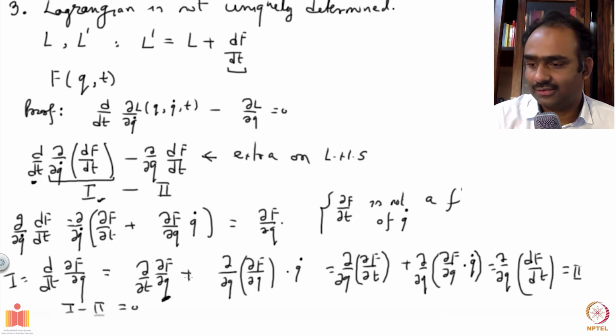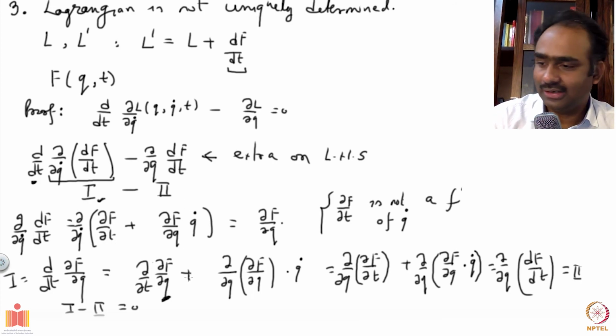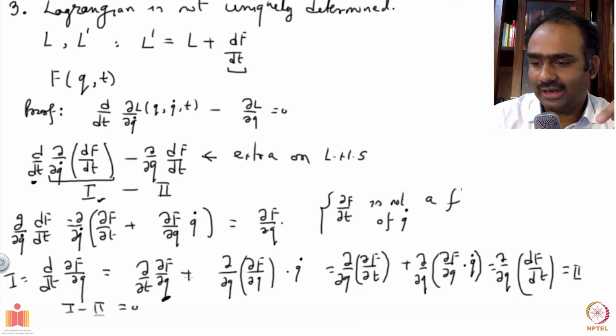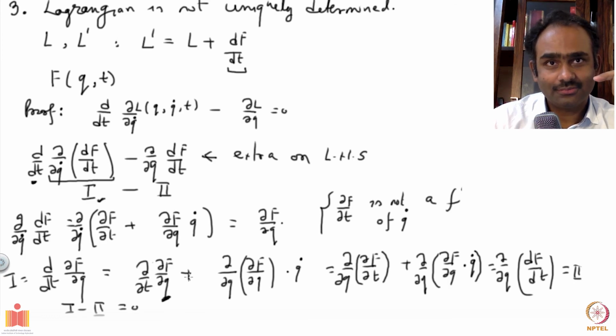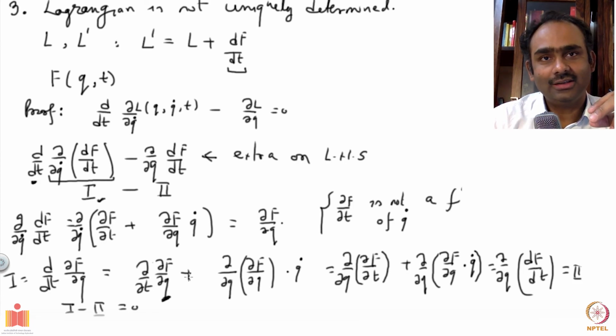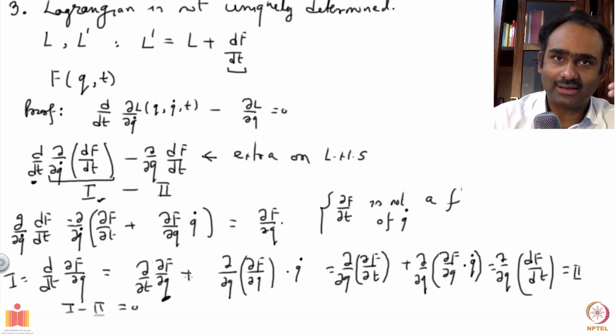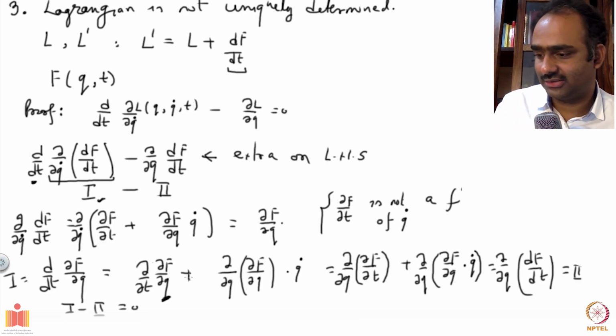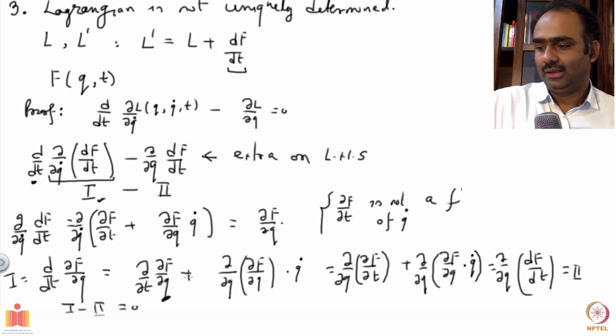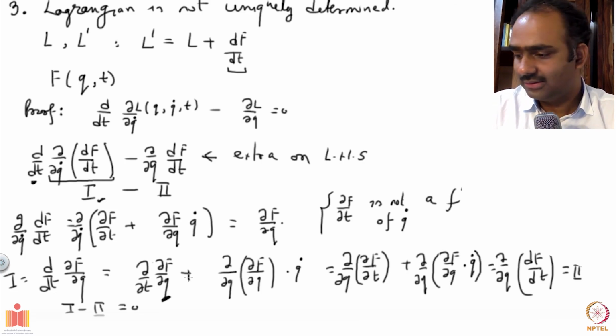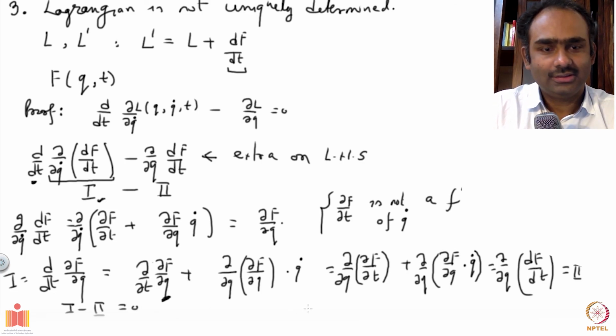That's another very important property that you should keep in mind, that you can always add to the Lagrangian a function which can be written as a total time derivative of another function which depends only on the generalized coordinates and time and not the velocities. That's nice. Let's see what else I can say.